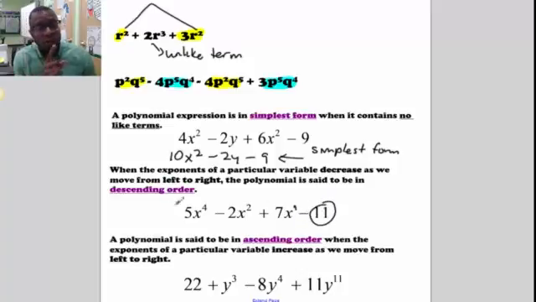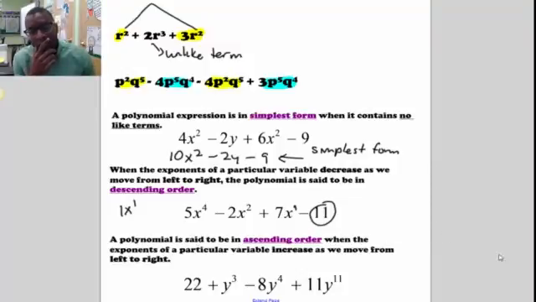Now, what I want to mention, which you will see a lot, is that if you see a variable without an exponent, it's understood to be 1. The same way, if you see just the variable x, the coefficient is understood to be 1. You don't have to write the 1, either as the exponent or the coefficient. It's understood to be there.